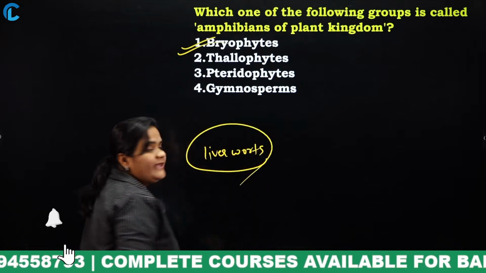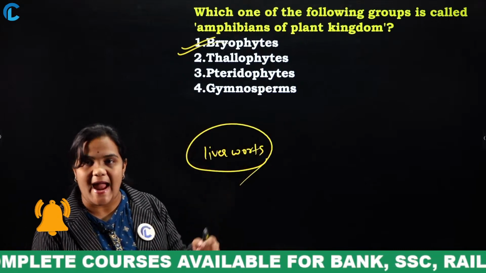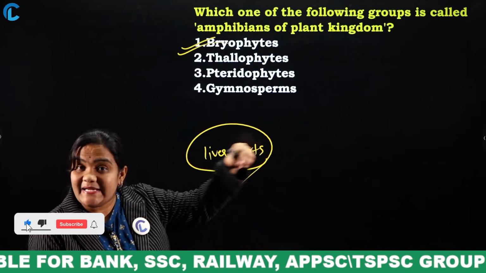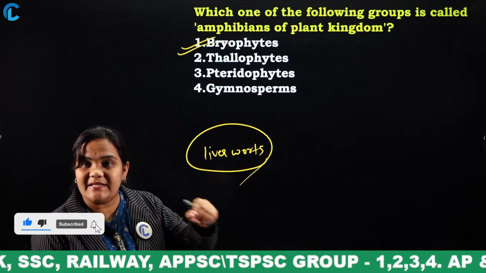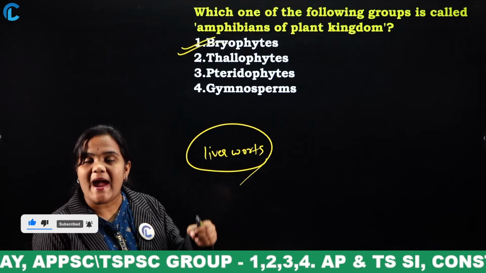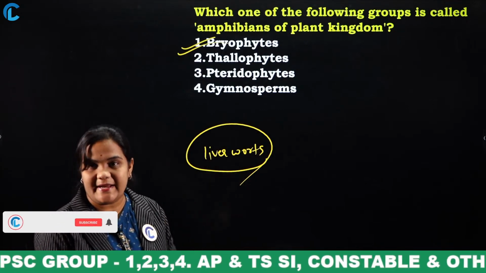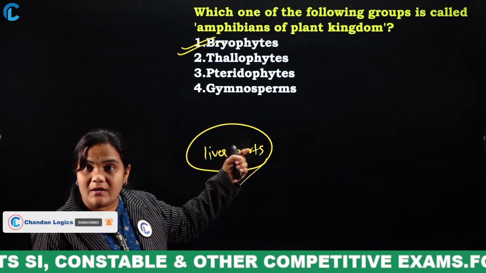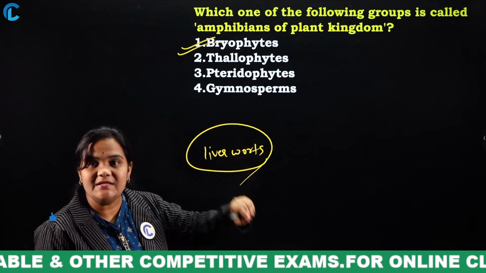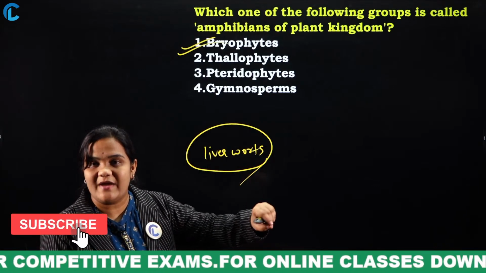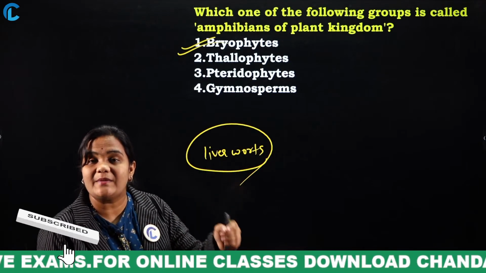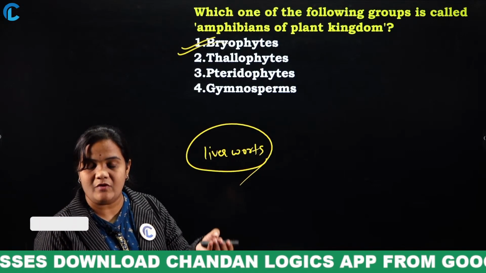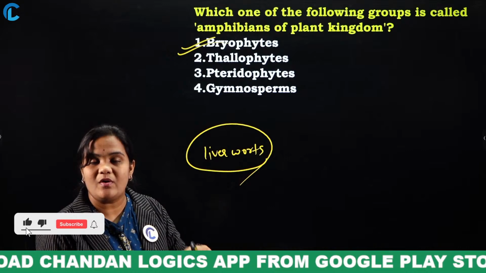What do they do? They survive on land. For sexual reproduction, they enter into the water and they release what? Sperm, and that sperm will fertilize the egg. What are the bryophytes? They live both on land as well as in what? In water. For sexual reproduction, they enter into the water and release their male gametes.